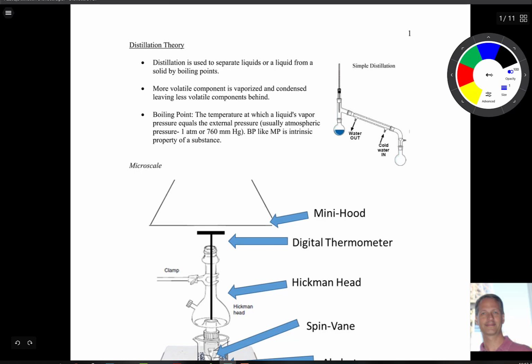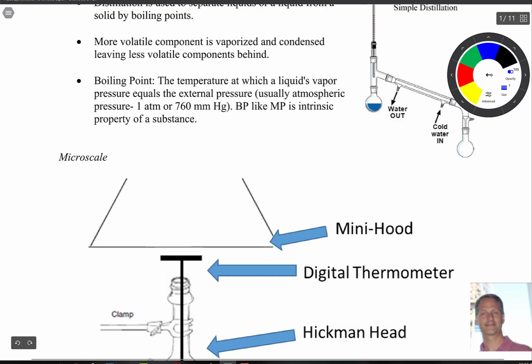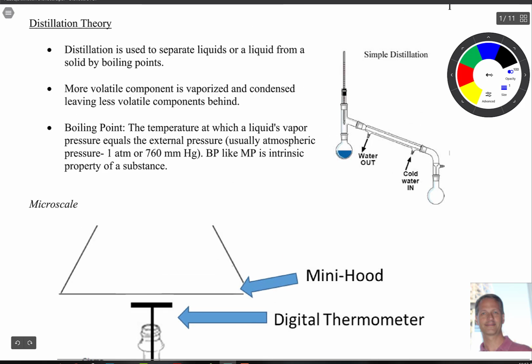You can kind of imagine this. This is a setup for a larger scale distillation. Imagine that in this you had a mixture of, say, ethanol and water. Ethanol has a boiling point of 78.5, I think, degrees Celsius, and water, of course, is 100.